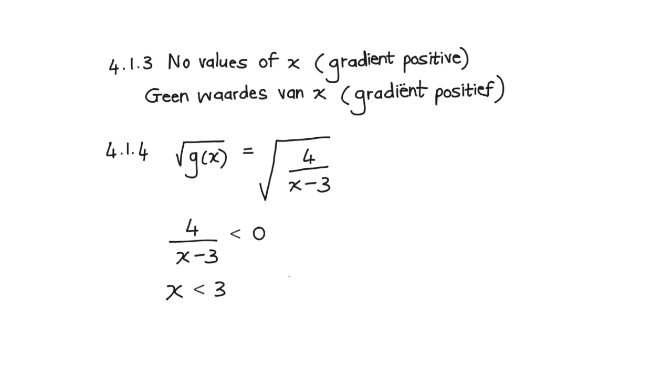Let's look at the mark allocation. You get 1 mark for 4 over x minus 3 smaller than 0. And then 1 mark for the answer, x smaller than 3.